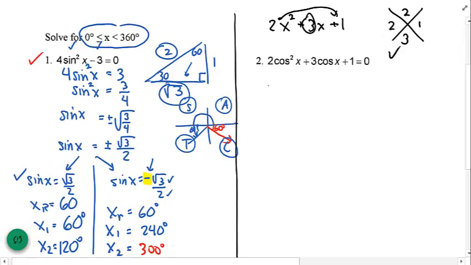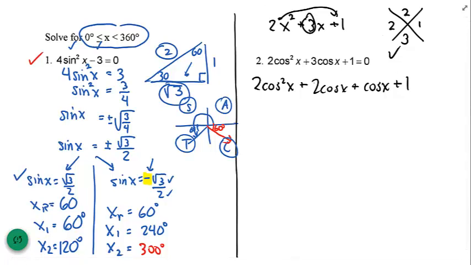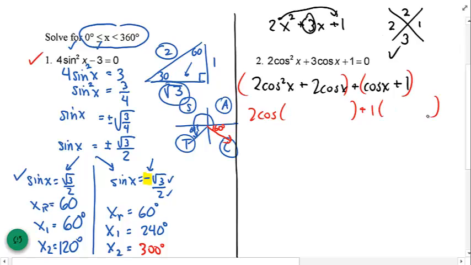So I'd rewrite this polynomial as 2 cosine squared of x plus 2 cosine of x plus cosine of x plus 1. I would then group that so I could factor it, group the first pair, group the last pair, take out the greatest common factor, and hopefully my last two terms would match, meaning that I've been able to factor out what was common, and I do have the factors.